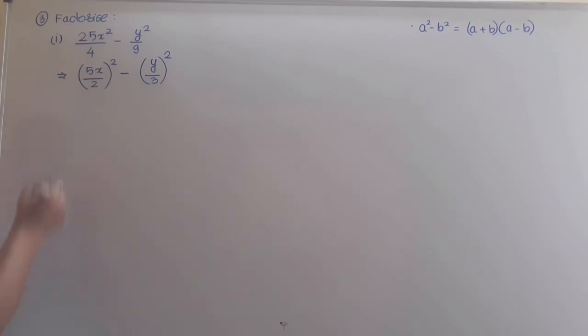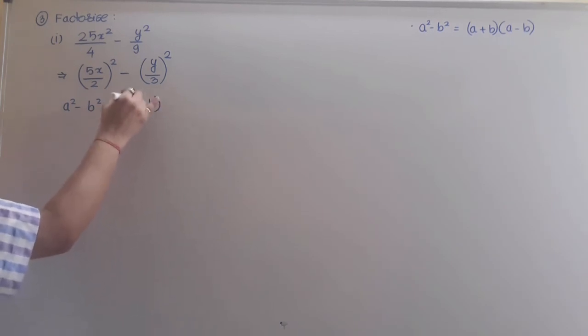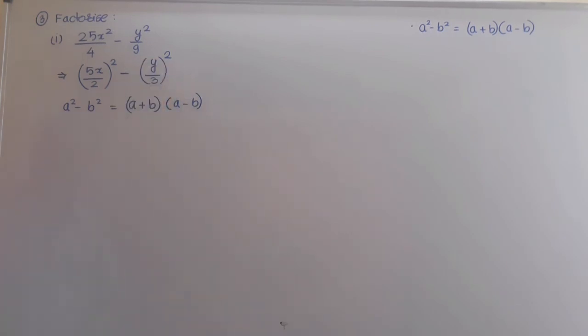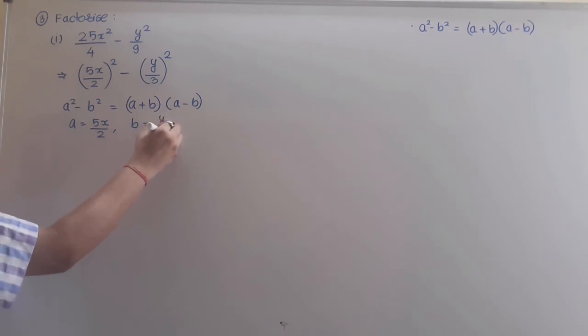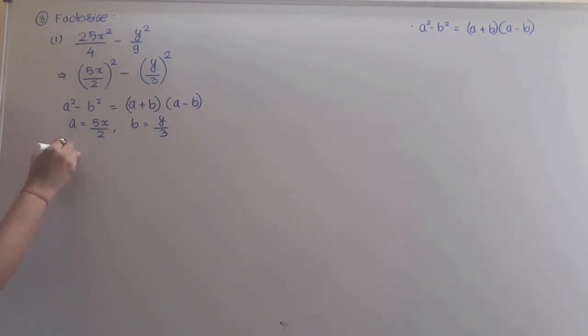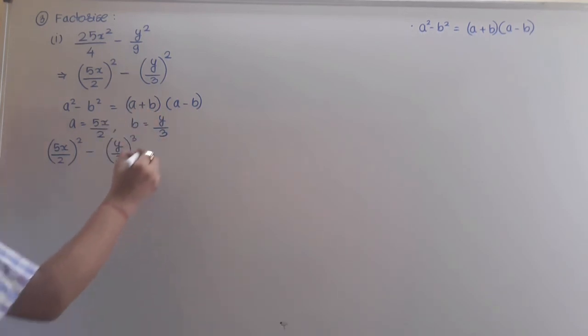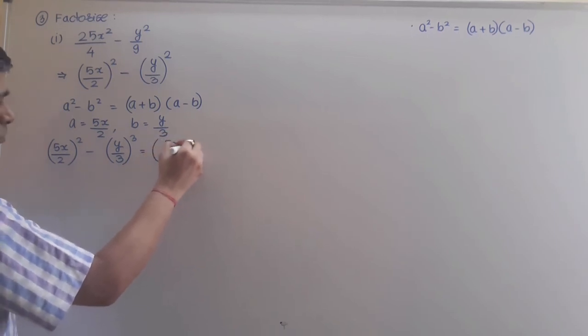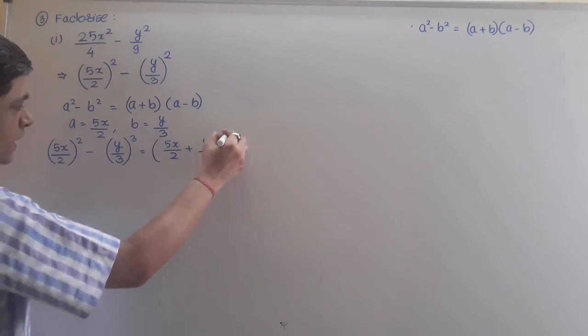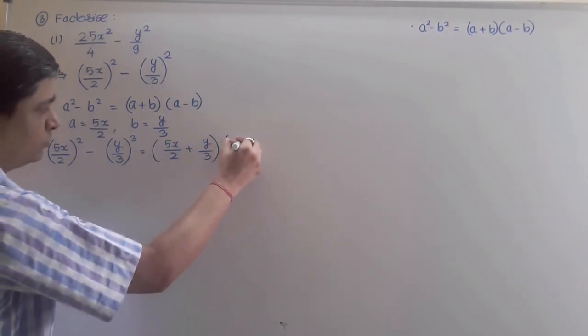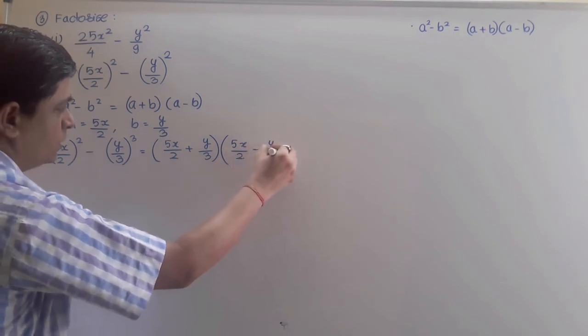So here I will write the formula: a square minus b square is equal to a plus b into a minus b. Right? Now what is a here? a will be equal to 5x upon 2 and b will be equal to y upon 3. Put the values in the whole formula. So that will be 5x upon 2 whole power 2 minus y upon 3 whole power 2 is equal to a plus b, so it will be 5x upon 2 plus y upon 3, then in the second bracket 5x upon 2 minus y upon 3. Right?